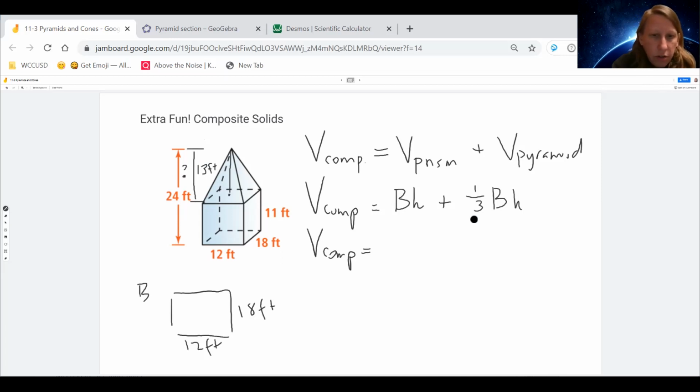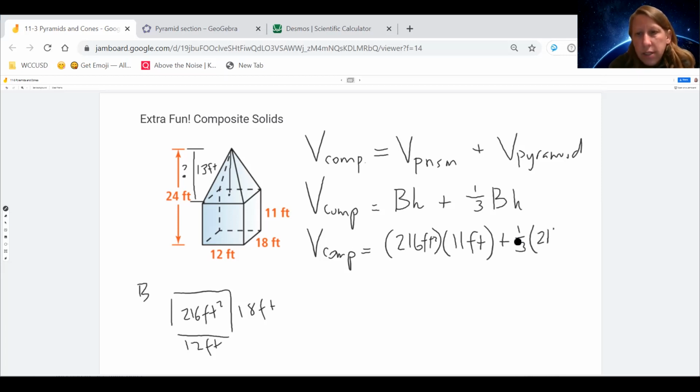Wow, that's really strangely drawn. So I'm going to do 12 times 18 off to the side. 12 times 18 is 216 feet squared in the base. So I'm going to do 216 feet squared times 11 feet. That's the height of the prism. And I'm going to do 1/3 of 216 feet squared times 13 feet. Oh boy, running out of room.